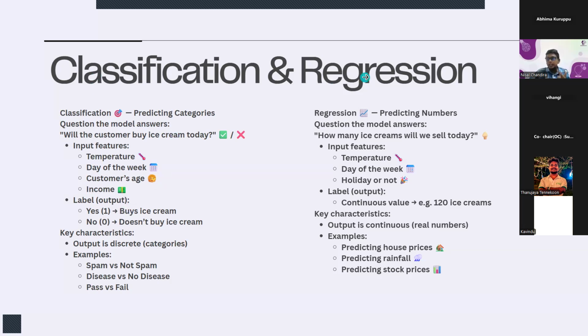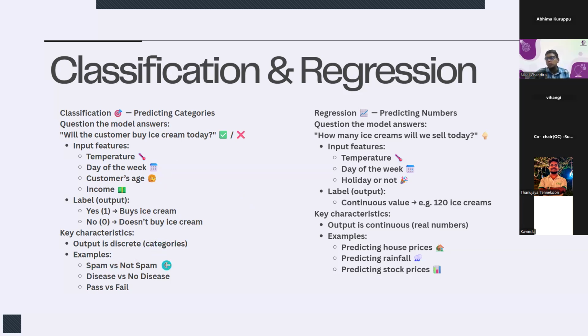You can say this is classification and this is regression based on the label, based on the output. Output is group-wise. You are classifying the groups in the output. That is a classification problem. Buys ice cream, no. Output is discrete, meaning output has categories.